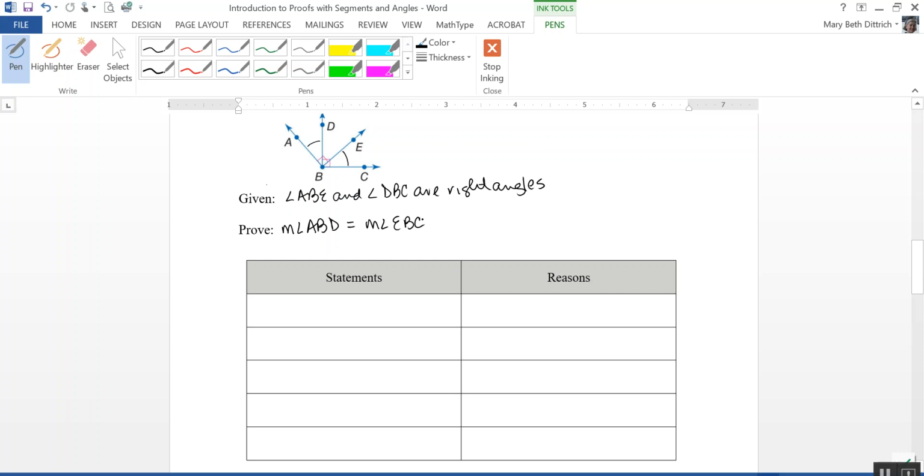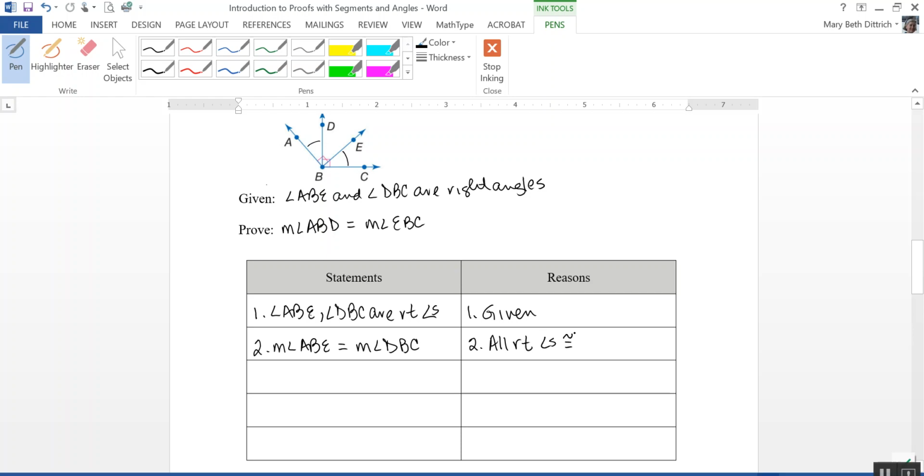Okay, so my first statement again is going to be my given information. Angle ABE and angle DBC are right angles, and I'm going to abbreviate here so I can fit that in there. And my first reason is given. Now, one thing I know is that since they are both right angles, they're actually going to be equal to each other. So I know that the measure of angle ABE is equal to the measure of angle DBC because all right angles are congruent.